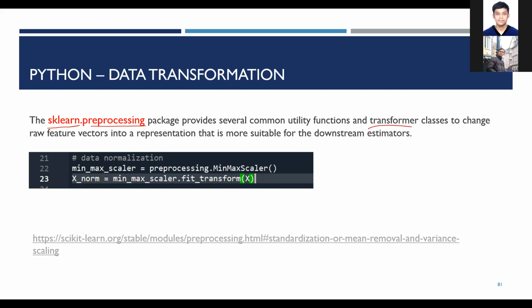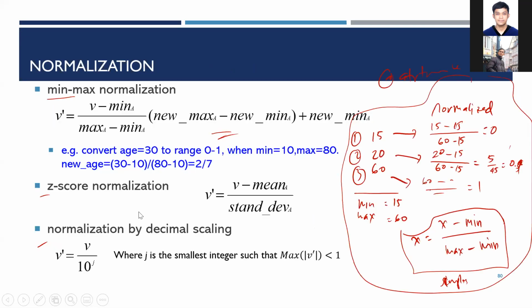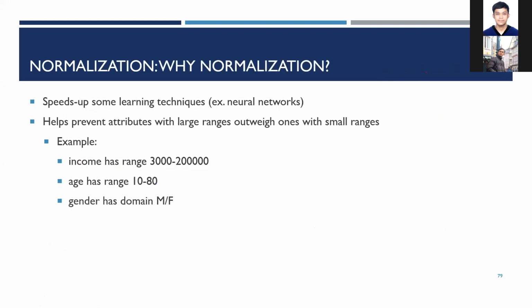The important point is if we want to normalize, for example, if we have more than one attribute but the ranges are significantly different from each other. For example, income has a range of 3,000 to 100,000. Age has a range of 10 to 80. And gender is maybe 0 or 1. Because these three attributes have very different ranges, it's better for us to normalize.